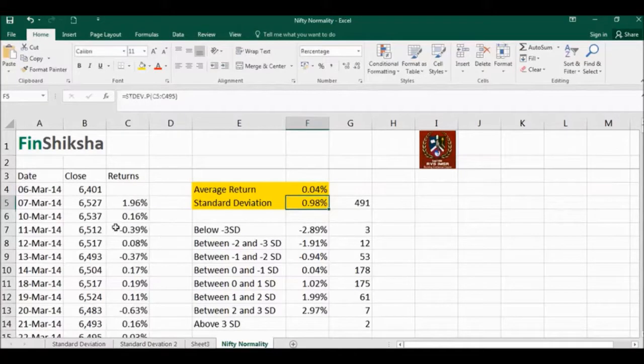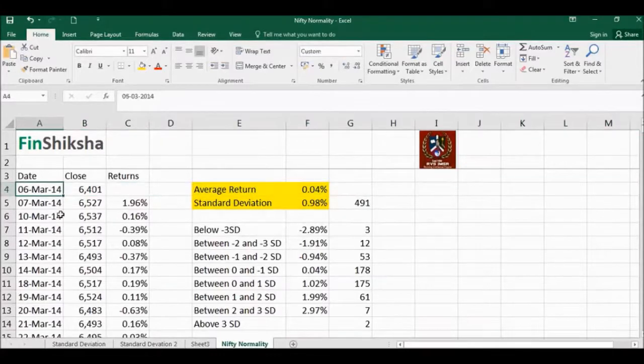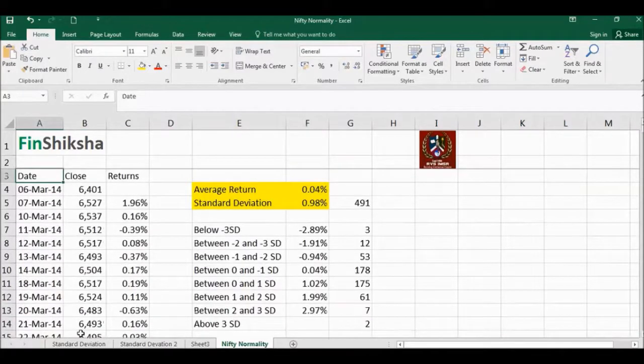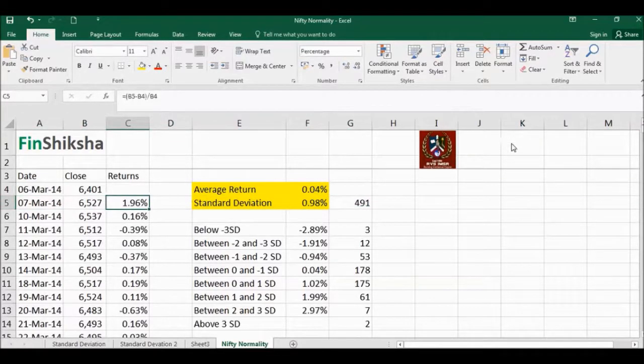In this case, how many data points are we looking at? We are starting on row number 4, and where are we ending? We are ending on row number 495, right? The date starts at row 4, and the returns start in row number 5 until 495. So on one end we have 495, on the other hand we start at 5. So the data should be about 491 days. We have 491 days of data available with us, correct?